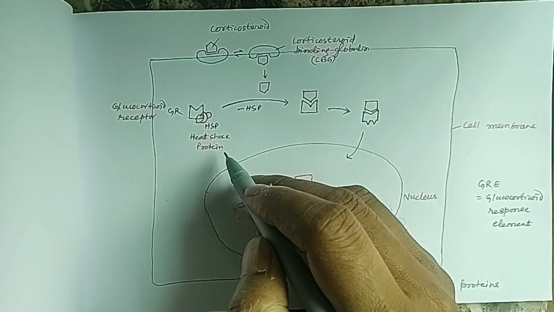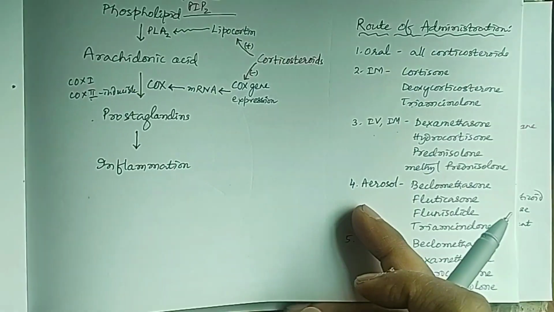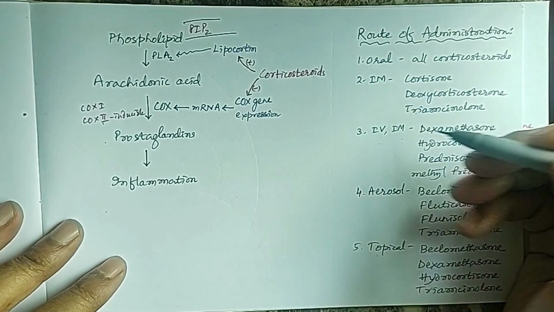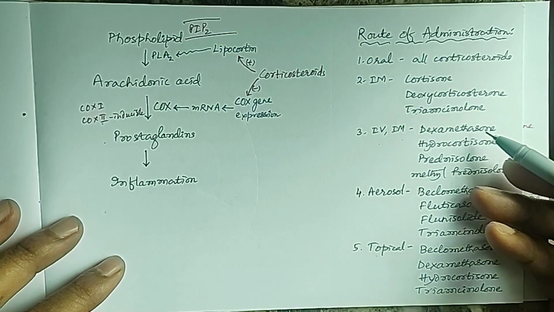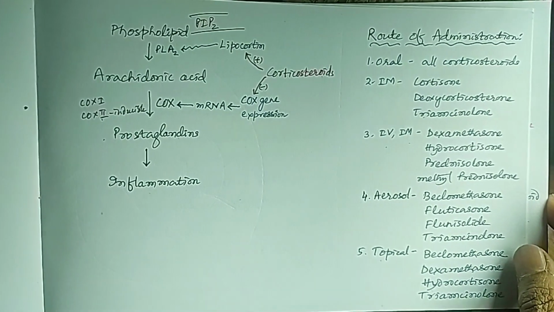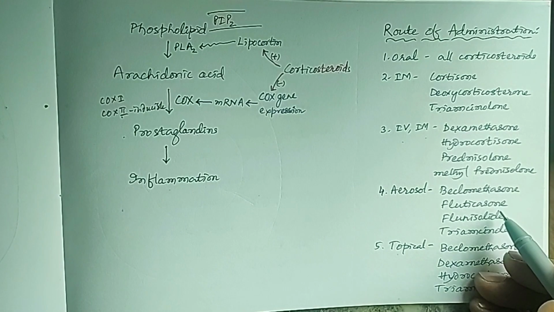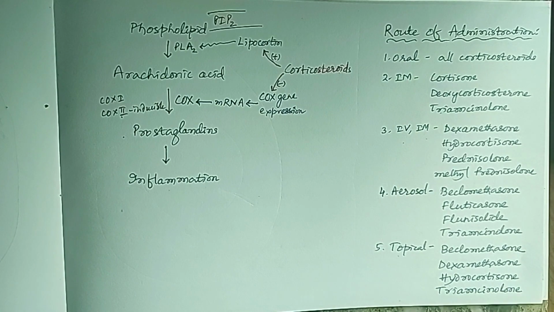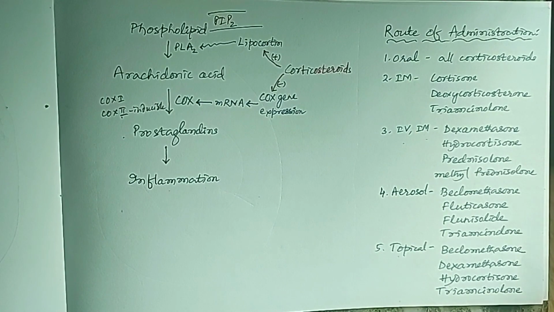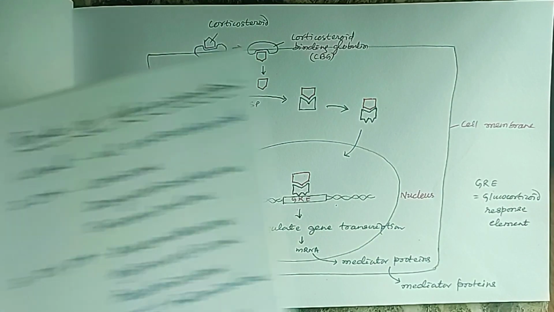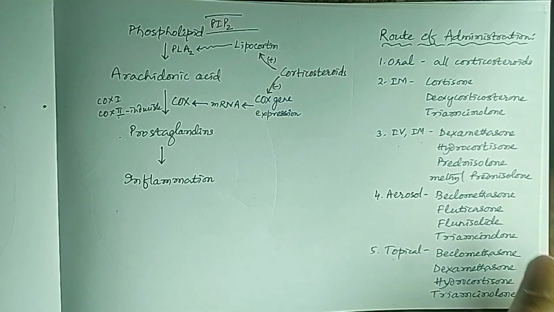And if we see examples of glucocorticoids, they are taken by different routes. All glucocorticoids or corticosteroids are taken orally. Cortisone, deoxycorticosterone, triamcinolone, these are taken intramuscularly. Dexamethasone, hydrocortisone, prednisolone, methylprednisolone, they are taken intravenously and intramuscularly. Beclomethasone, fluticasone, flunisolide, triamcinolone, these are taken by inhalation route. And we can take beclomethasone, dexamethasone, hydrocortisone, triamcinolone topically. So these drugs are basically used as anti-inflammatory drugs, and let's see how they function.